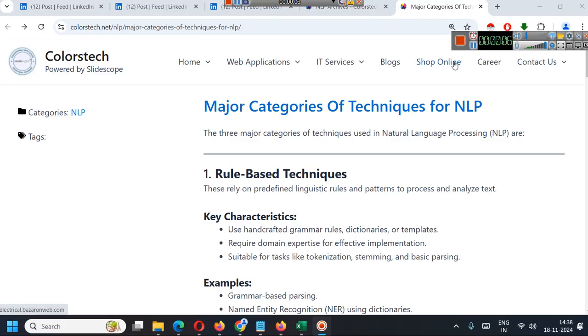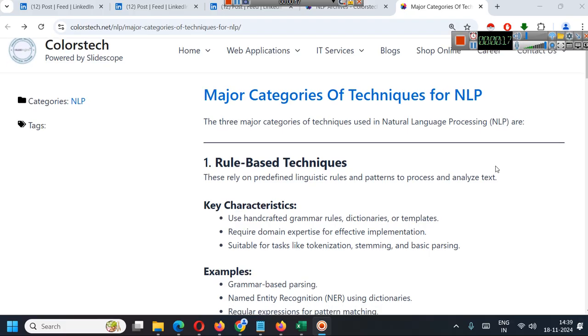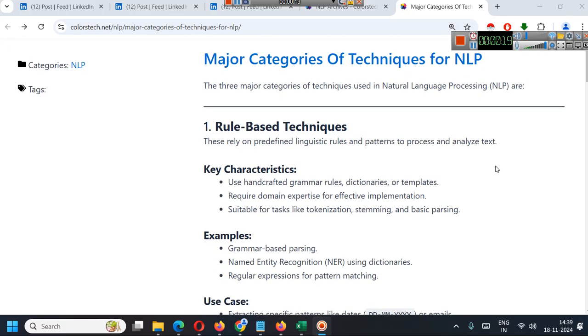In this tutorial, we are learning about major categories of techniques for NLP. So the three major categories of techniques used in natural language processing are: the first one is rule-based techniques. These rely on predefined linguistic rules and patterns to process and analyze text.